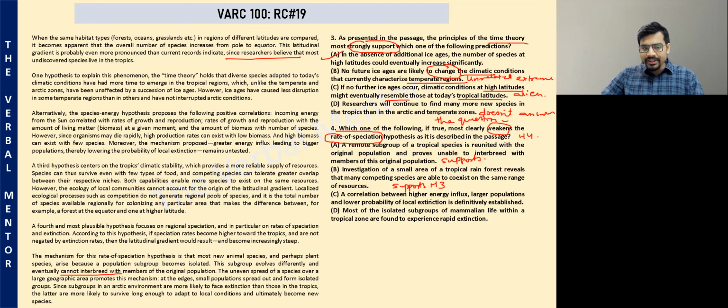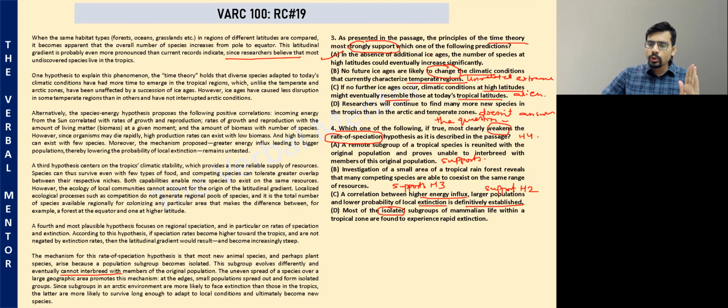Option C: a correlation between higher energy influx, larger populations, and lower probability of local extinction is definitely established. If so, the relation between solar energy and number of species is established, it will only serve to support hypothesis 2. But again, it will not weaken hypothesis 4. Please note that. Option D talks about the mechanism, the variable of isolation.